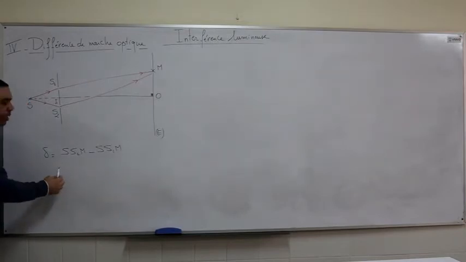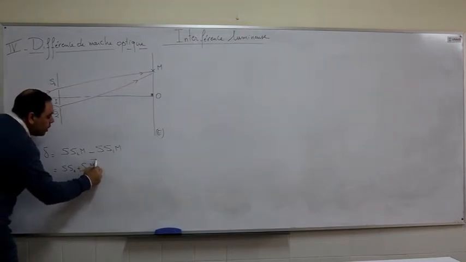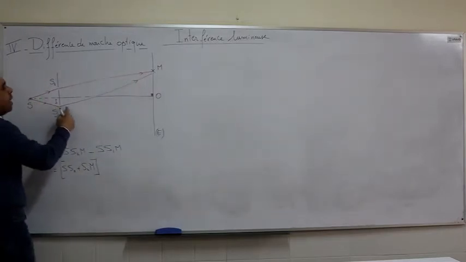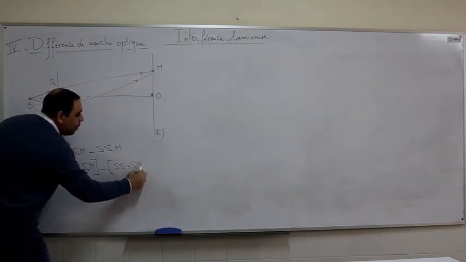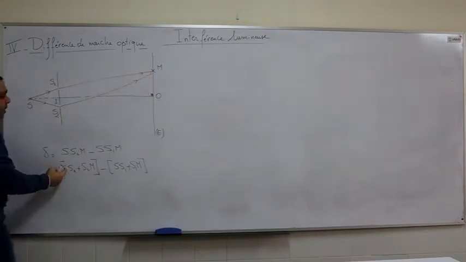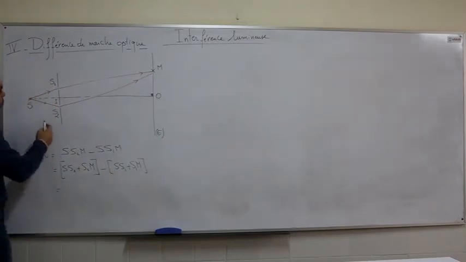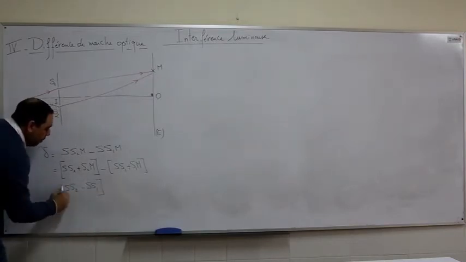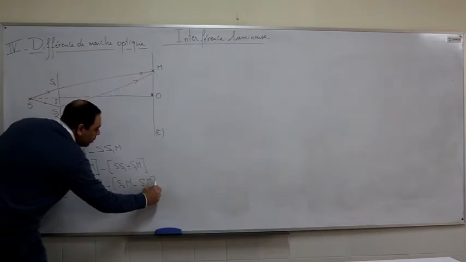We can divide each path into two paths, SS2 plus S2M, which is the first optical path, minus SS1 plus S1M, which is the second optical path. And this is the new optical path difference. We can group SS2 and SS1 together, plus S2M minus S1M.